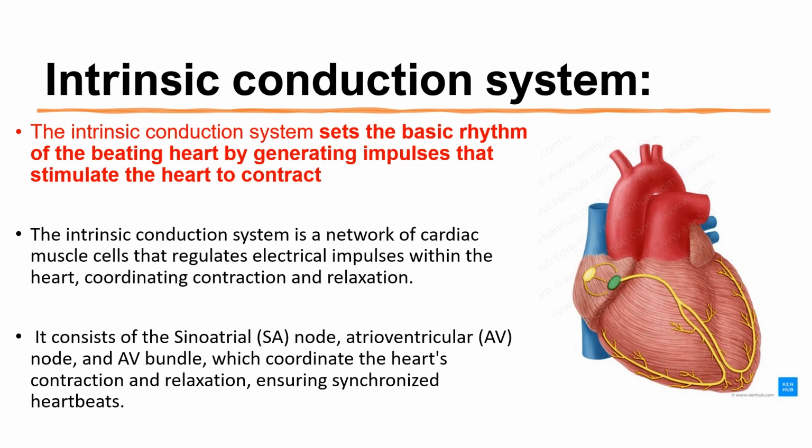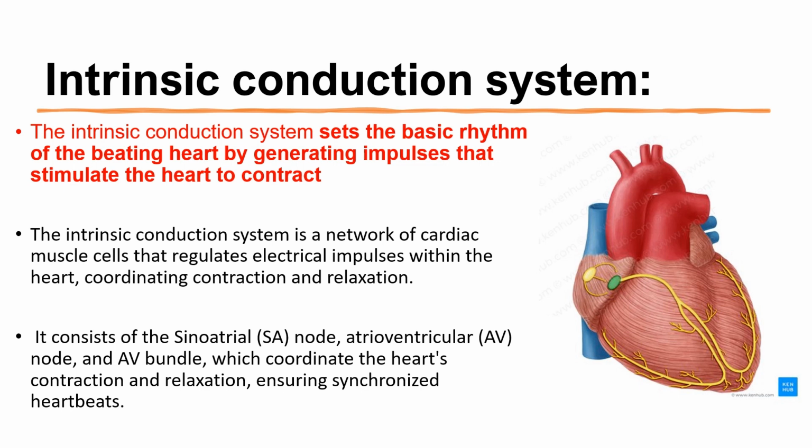Once the electrical impulses reach the ventricles, they will spread rapidly through the specialized muscle fibers, which are responsible for rapidly transmitting the electrical impulses throughout the ventricles. This rapid transmission is what causes the ventricles to contract, and when the ventricles contract, the blood will be pumped out of the heart and into the circulatory system. The intrinsic conduction system ensures that the heart beats in a coordinated and efficient manner, allowing for optimal pumping of blood to the body's organs and tissues.